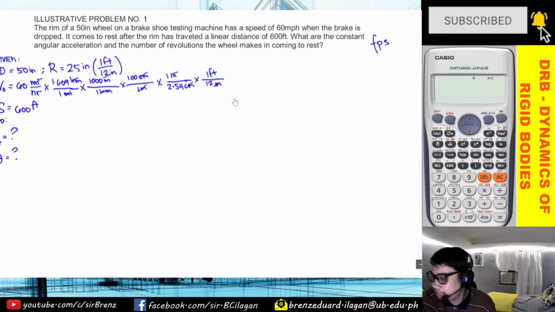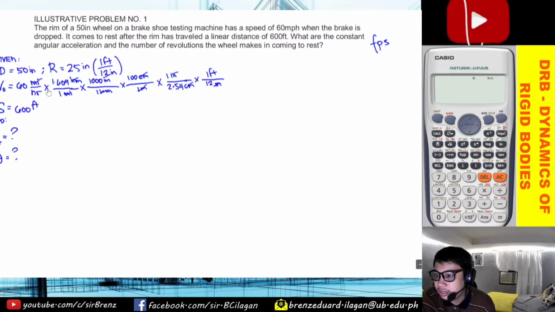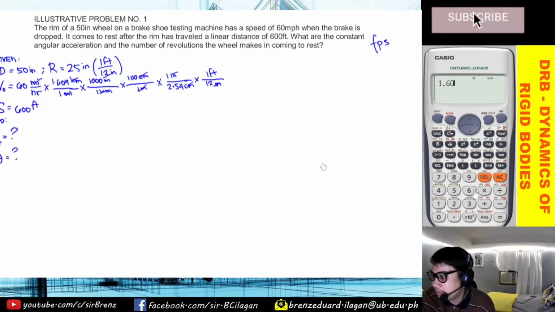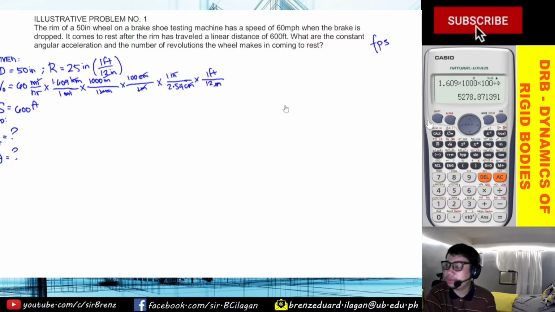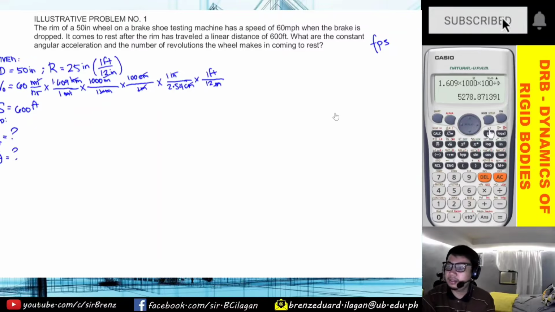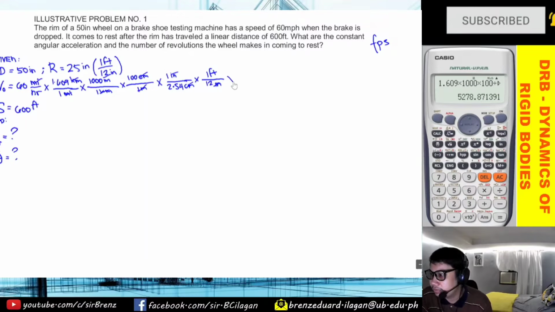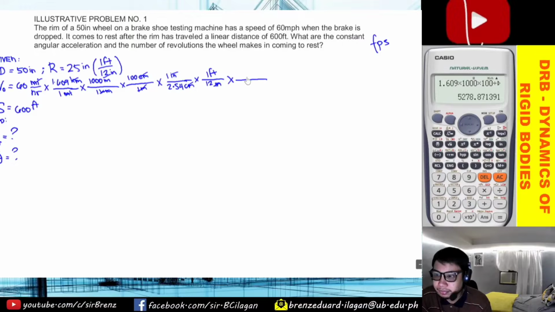Just to clarify, na-intriga lang din ako. Ano nga yung conversion? 5280 nga ba yun? Hindi ko muna isasama, i-check ko lang if 5280 nga. Pero ang tanda ko talaga is 5280 siya. Times 100 divided by 2.54. So, ayan nga, 5280. Hindi naman magkalayo masyado yung conversion niya.